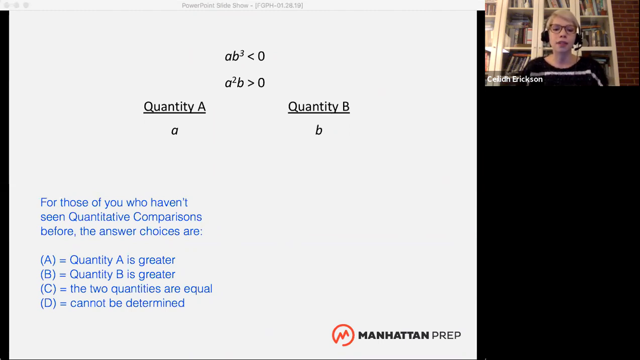So this is a type of problem that often involves more translating than solving. You might not be able to figure out what the values of the given variables are, but you might have enough to compare the two quantities, even if we can't figure out what the values are.